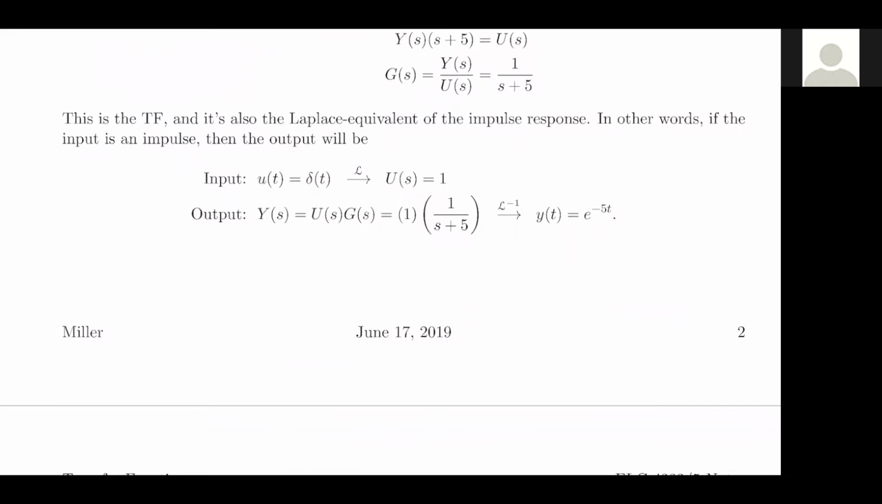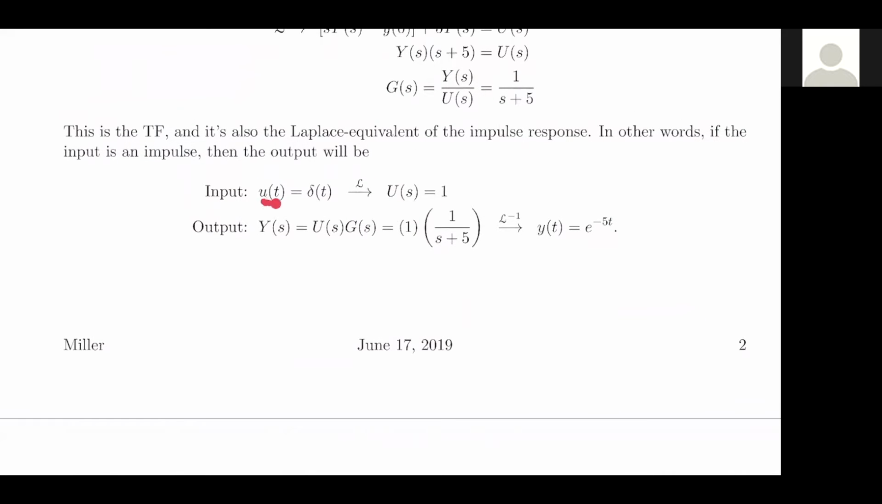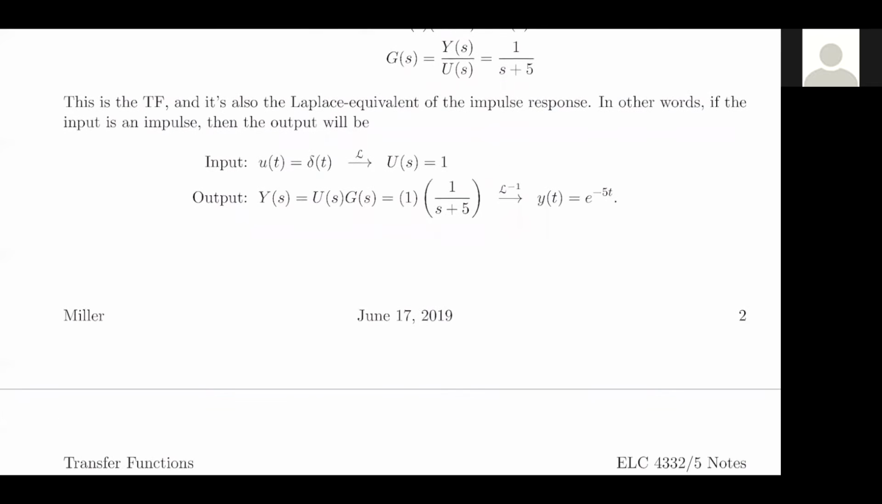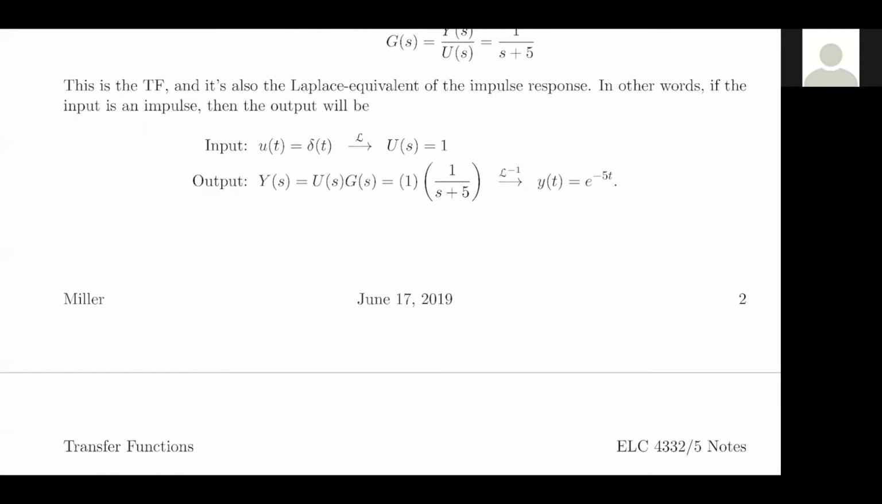If you put u(t) equal to delta(t), then U(s) is equal to 1. Y(s) is U(s) times G(s). You get this as the Laplace transform. You do the inverse transform, and you get this time domain result. You should be able to do a calculation like that, and hopefully in your mind, as in my mind, you think: if I apply a unit step function or an impulse function, this is going to give me this type of response.